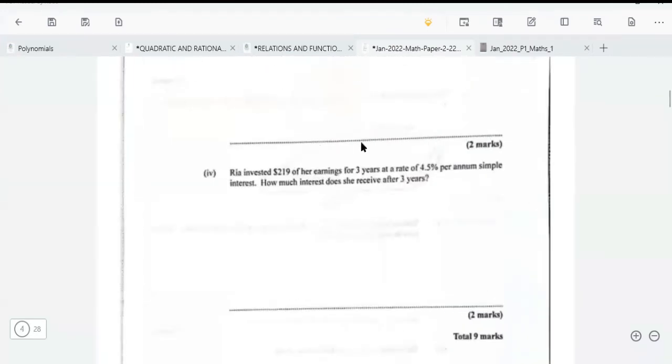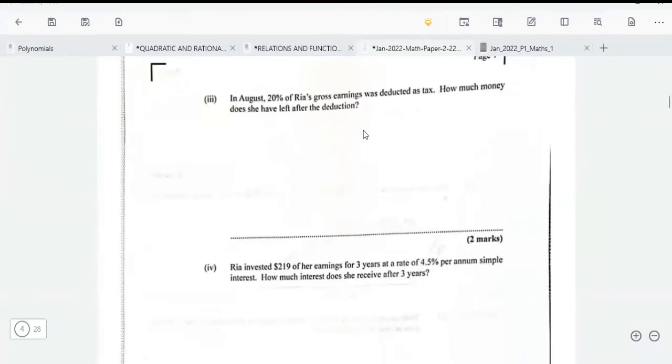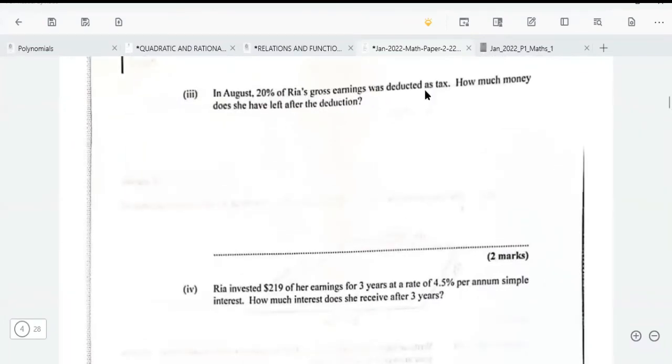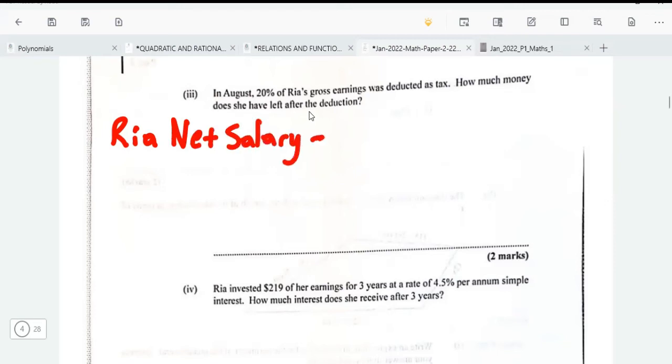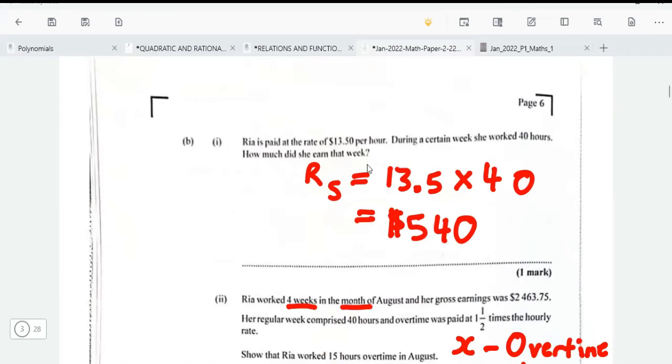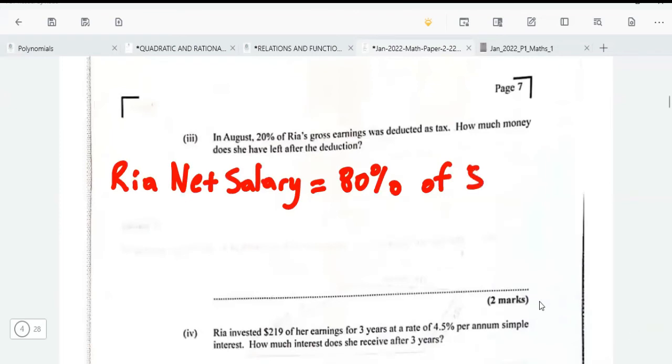Now the next part of the question goes to say, in August, 20% of Rhea's gross earning was deducted as tax. How much money does she have left after the deduction? If you take out 20% of our money, that means Rhea's net salary, because when you take out tax from gross, you get net salary. So Rhea's net salary is going to be 80% of her gross salary, and her gross salary is $2,463.75.